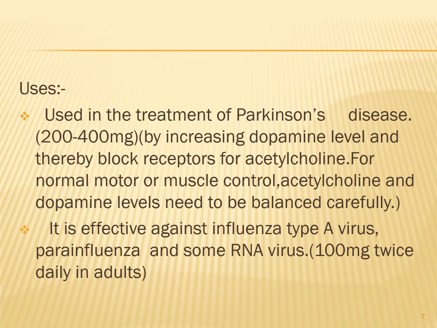The mechanism of action is by increasing dopamine level and thereby blocking receptors for acetylcholine. For normal motor or muscle control, acetylcholine and dopamine levels need to be balanced carefully. You might have studied this under Parkinson's disease, right? Amantadine is also used against influenza type A virus, parainfluenza, and some RNA viruses. The dose is a little bit different, that is 100 milligram twice daily in adults.